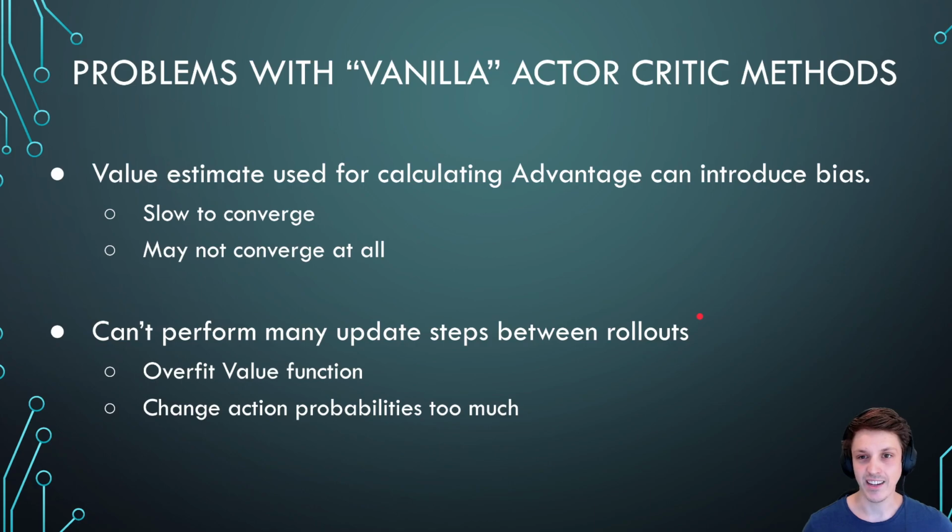So, problems with our vanilla actor-critic methods, our policy gradient or actor-critic methods, where we have a policy, which is our actor, and our critic, which is our value function. We know there are issues with our value estimates, which we use for calculating our advantage. If we're using TD-based learning for our value, that can introduce some bias. If we're using the returns, that can introduce some noise. And this bias and noise can lead to slow convergence, or we might not converge at all. We also talked about how we can't do many update steps between our rollouts. We could overfit our value function, and we might accidentally change our action probabilities too much and actually reduce the performance of our agent.